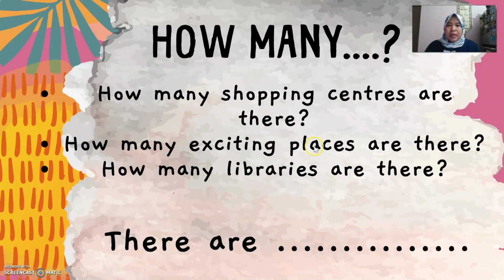How many shopping centers are there? How many exciting places are there? And how many libraries are there? So you just answer there are, and then you write down your answer. For example, how many shopping centers are there? There are 17 shopping centers. Or how many libraries are there? There are 3 libraries. Right?